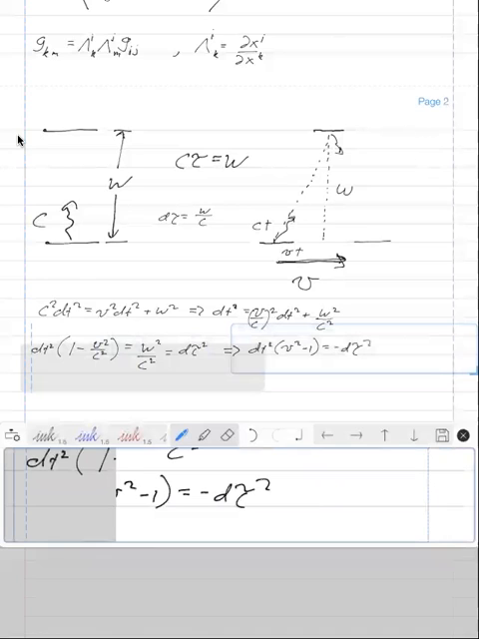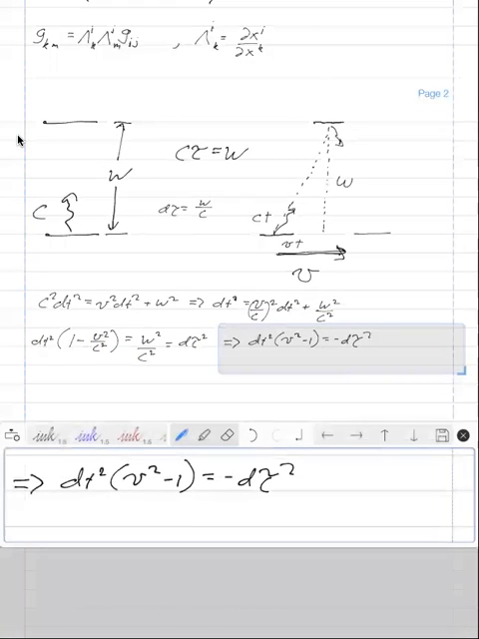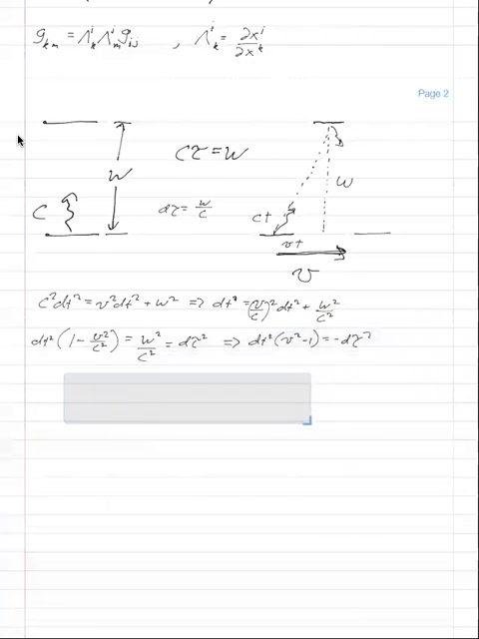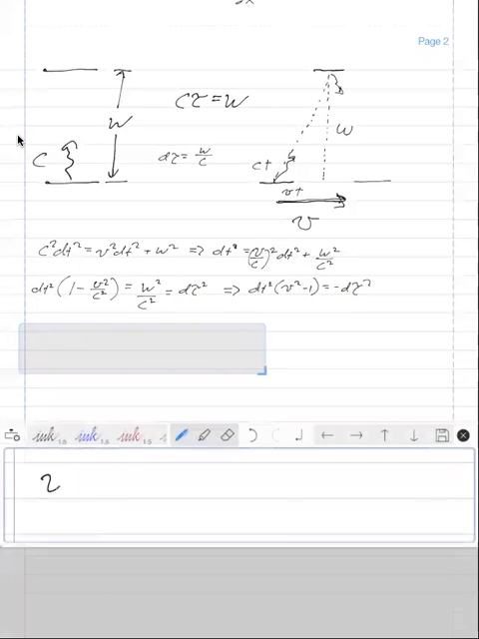Now, I did a couple of things here. One, you notice that the c disappeared. That's because I replaced v over c, which is an important dimensionless quantity of this problem, the speed divided by the speed of light. I'm replacing it with a dimensionless speed v.